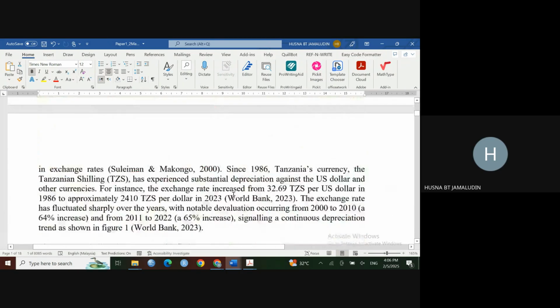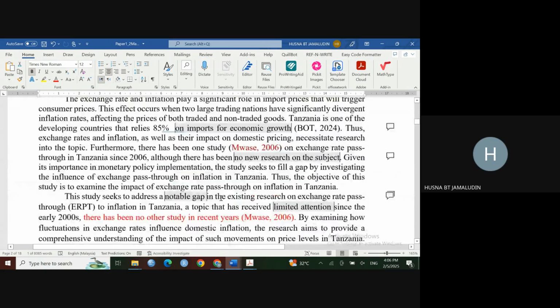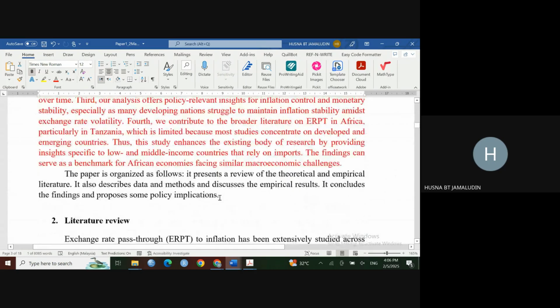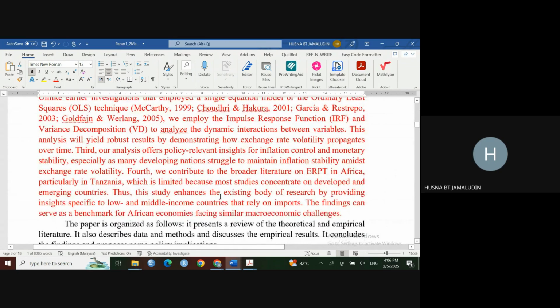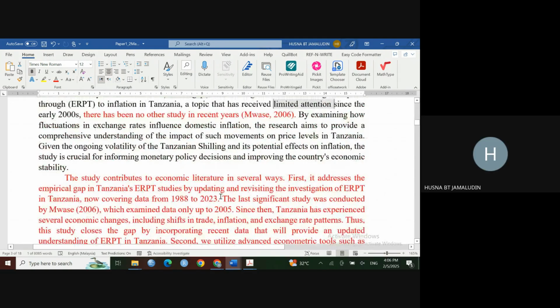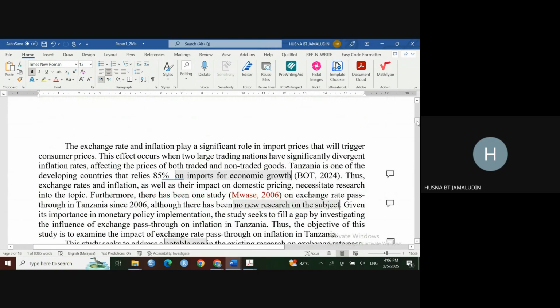Let me see the objective. So many things here. Let me see where is the objective. Going down. Najat, I cannot find your objective. Where is your objective?